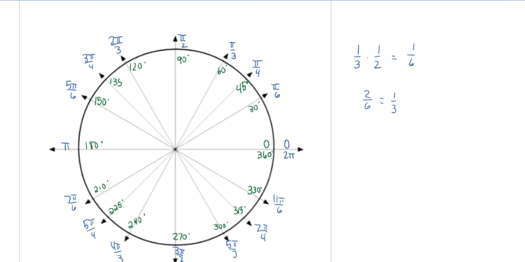You can also have negative angles. So like 11 pi over 6 is coterminal to negative pi over 6 if I rotated this way instead.